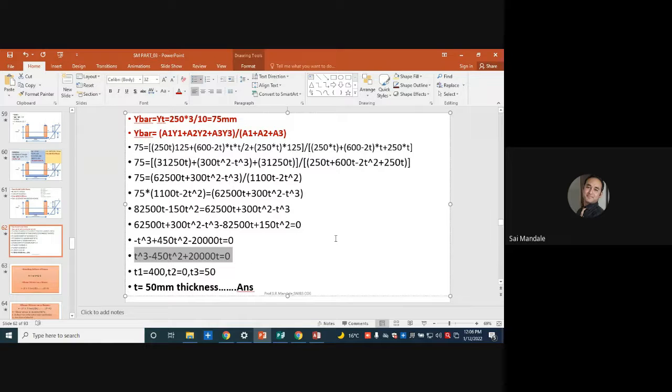So please go ahead, calculate this equation on your calculator and tell me the value of t. Is it right or wrong? Go ahead and calculate the value of t and tell me, is it right or wrong?